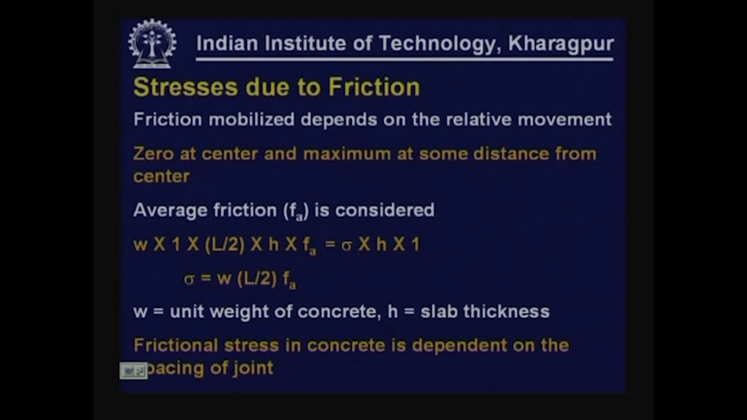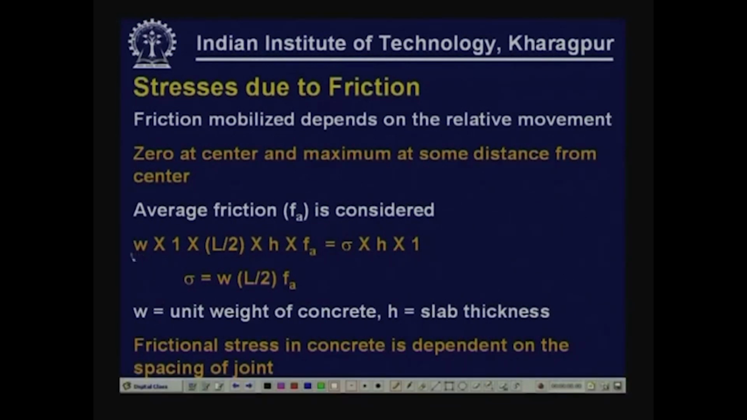The friction mobilized depends on the relative movement, 0 at center and maximum at some distance from center. Average friction has to be assumed, Fa. So, if W is the unit weight of concrete, L by 2 is the portion of slab that we are considering, H is the thickness, 1 is the width, and Fa is the average coefficient of friction, then this is the stress that is generated, and this is the thickness and this is the cross sectional area. So, this corresponding stress can be computed using this expression.